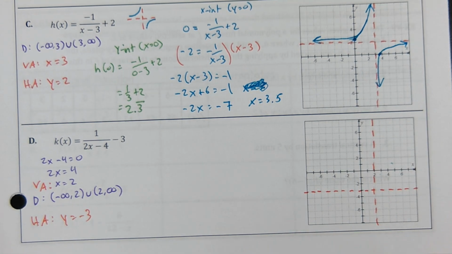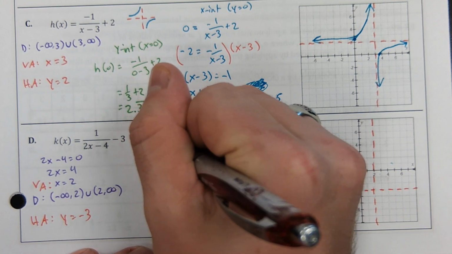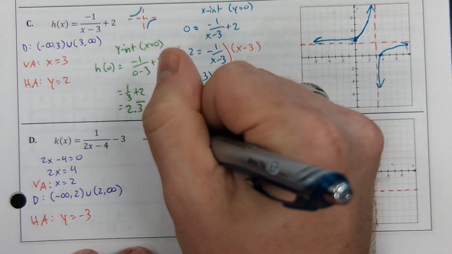There has been no reflecting. Since there's no reflecting, I know that around my asymptotes, my graph will look like this.